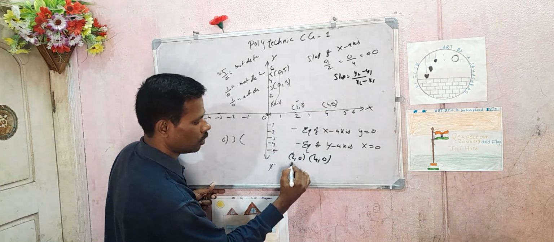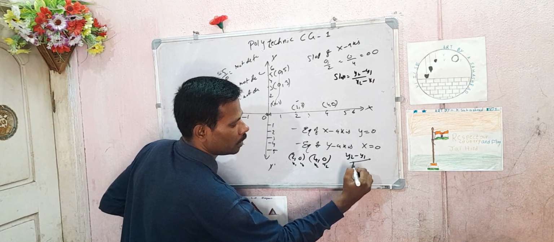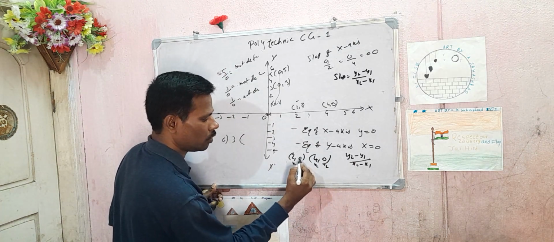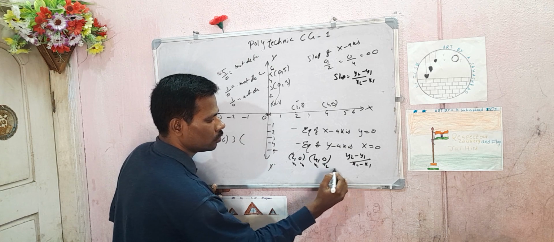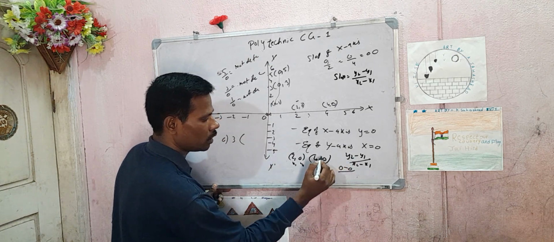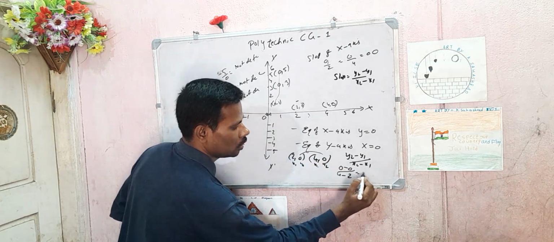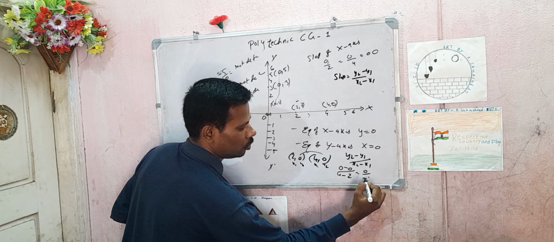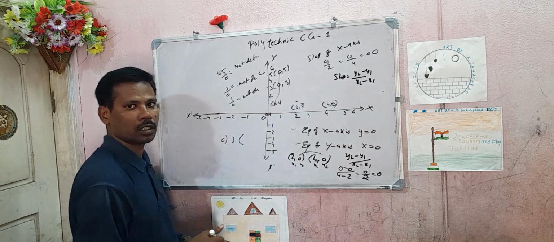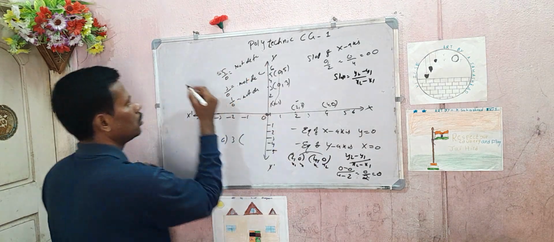How to find the slope? x1 y1 x2 y2. y2 minus y1 by x2 minus x1. Just replace here: 0 minus 0 by x2 minus x1. x2 is 4, 4 minus 2. 0 by 2. 0 by something is 0. So see here, slope of x axis is 0.